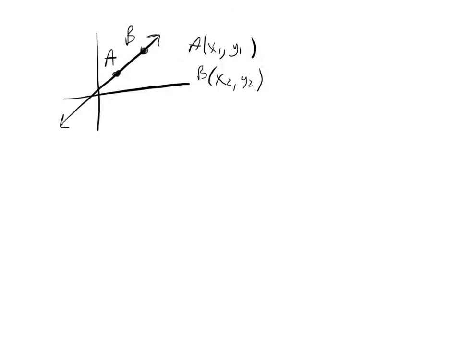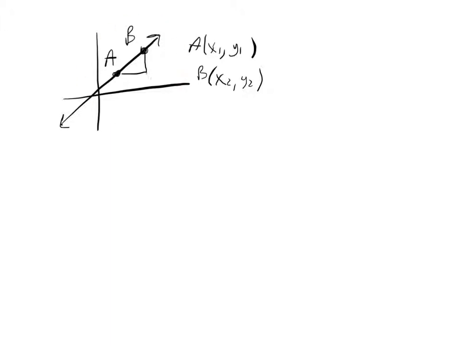So, equations of lines. I think it's really important to keep track of the fact that all of our equations, all the different forms for an equation of a line, basically come from one concept, and that is that the slope between 2 points, A and B, on a line is constant.